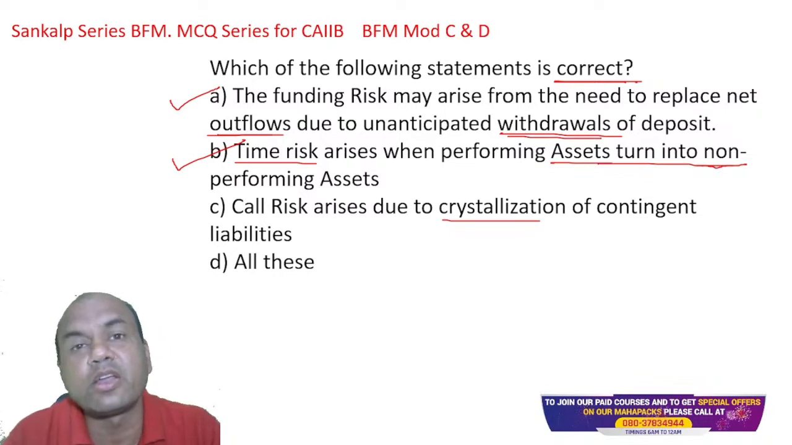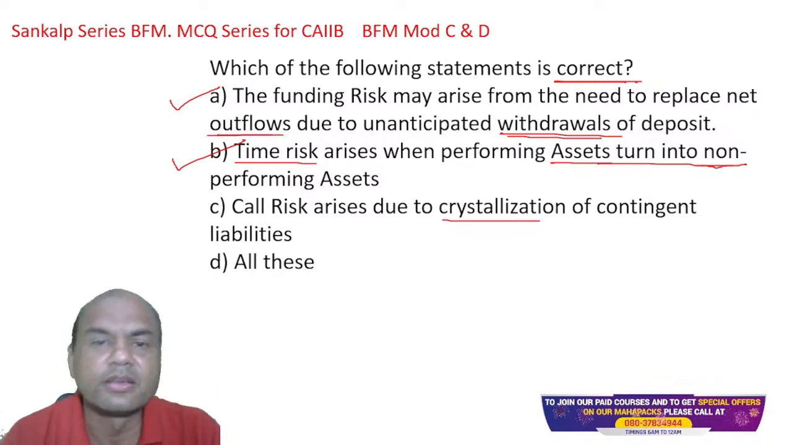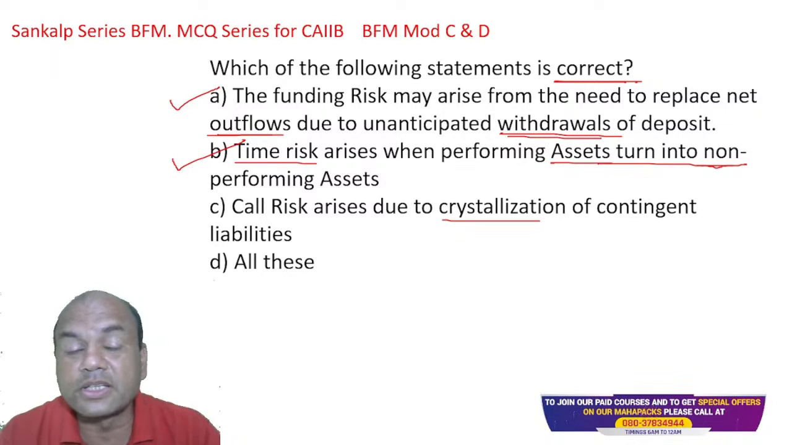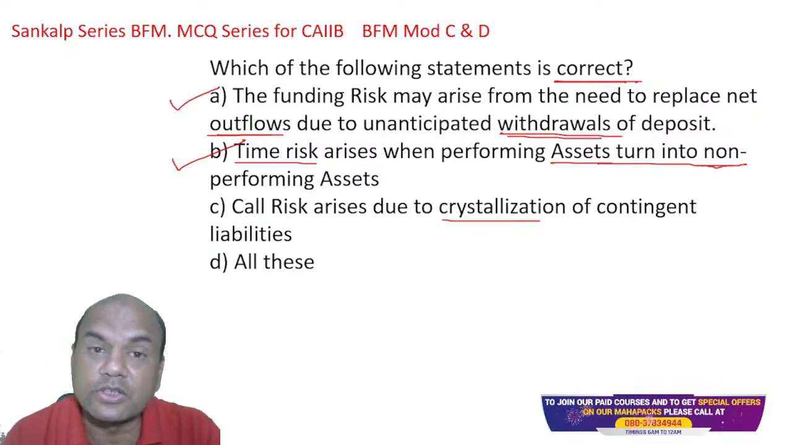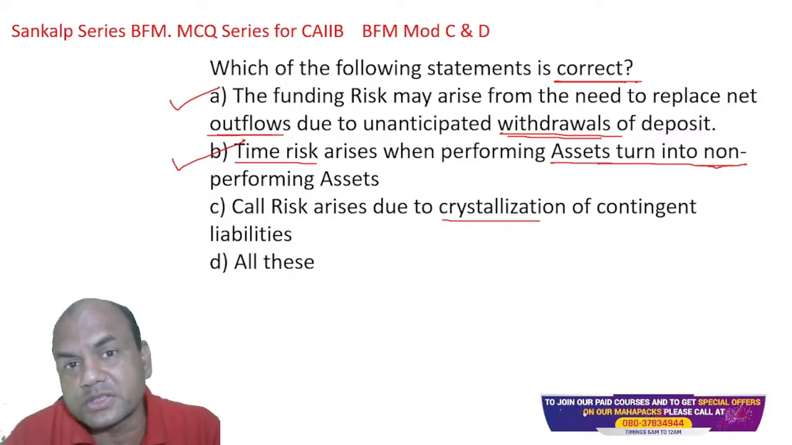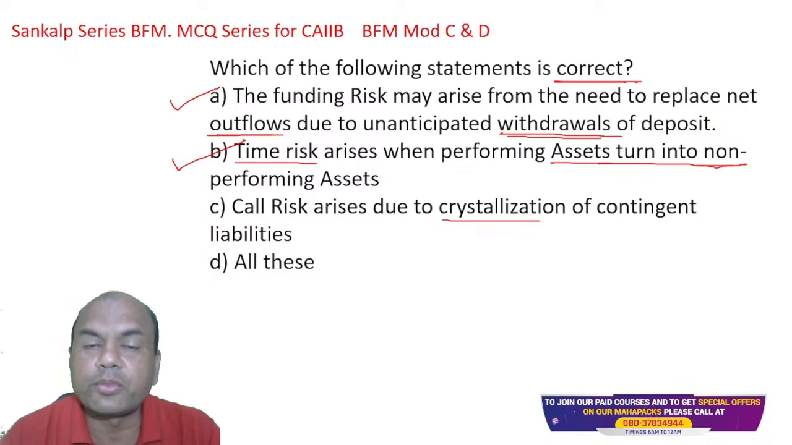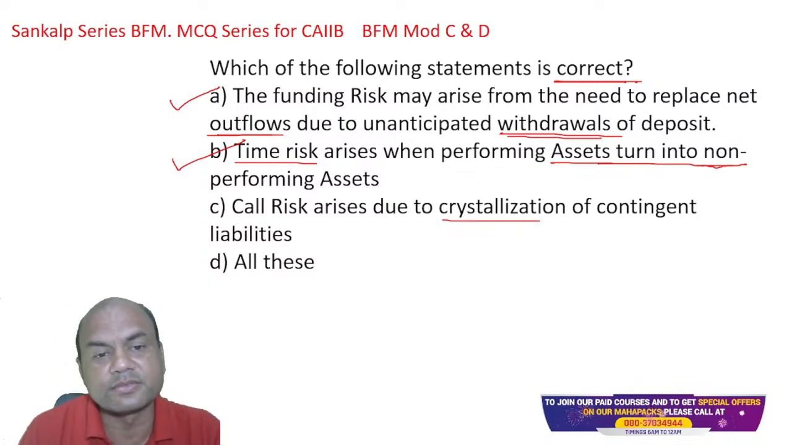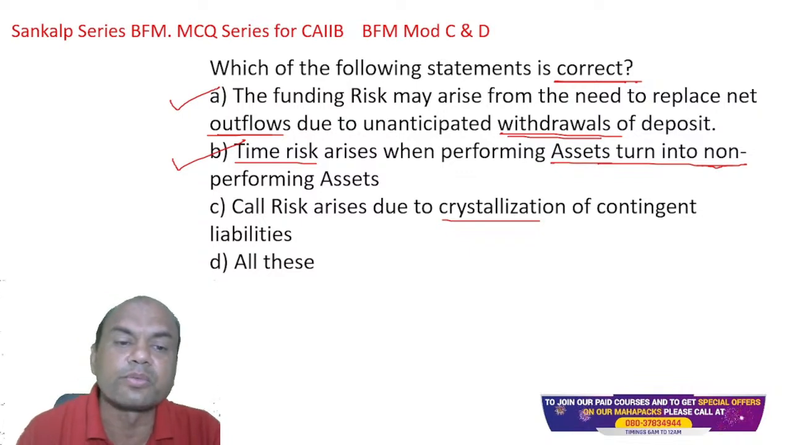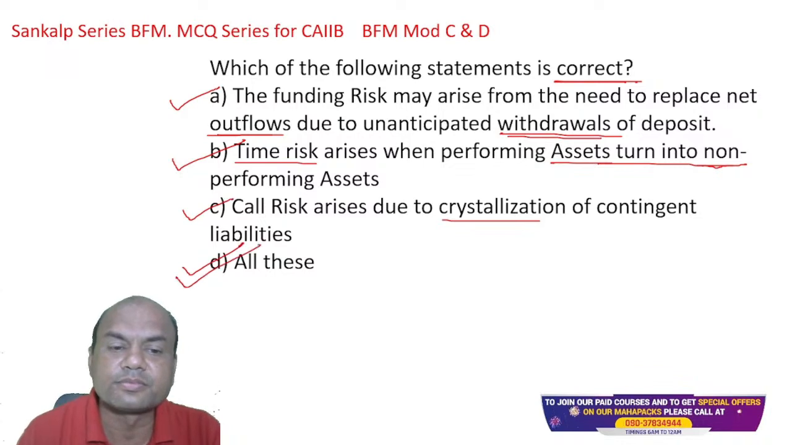If I give the guarantee on behalf of somebody and that person does not perform, then in that case, what happens? If that person does not perform, then I'll have to pay for the losses of that third party, isn't it? So when I have to pay for this, it is called crystallization, and this is known as call risk. Okay. So third is also true. So the answer is all of these.